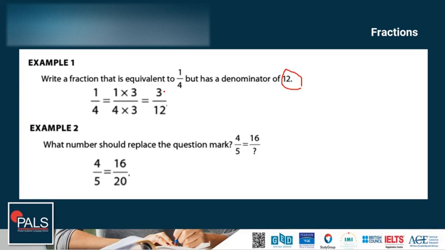Let's look at example number 2. What number should replace the question mark? To get from 4 to 16, the numerator must have been multiplied by 4. Therefore, to make an equivalent fraction, the denominator must be multiplied by 4 as well. So 5 times 4, the answer is 20. So 4 over 5 is equivalent to 16 over 20.